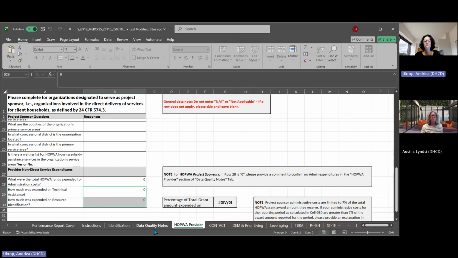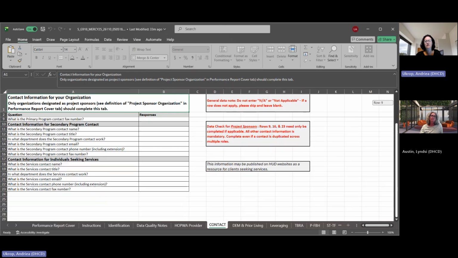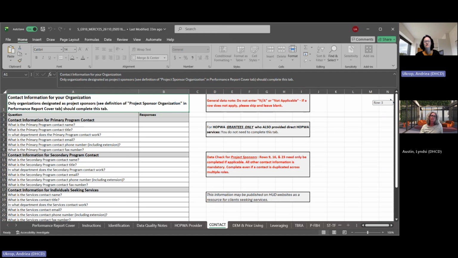Okay, we're going to move on to contact information. Again, this is one where you may want to check with your previous workbook from last year. And just as a reminder, if you do not have different people in these categories, then you will need to have the same person. There are some organizations who have the same person listed in all 3 categories as the primary program contact, the secondary contact, and the contact for the individual seeking services.